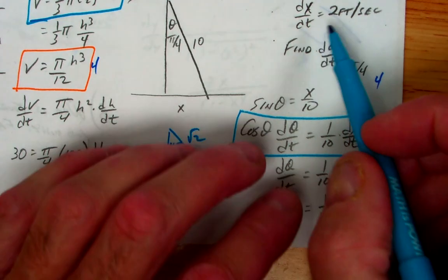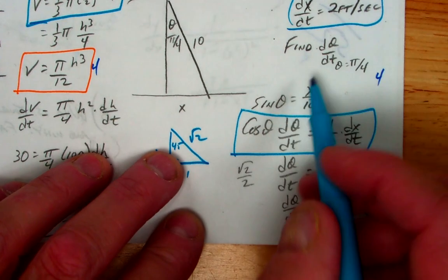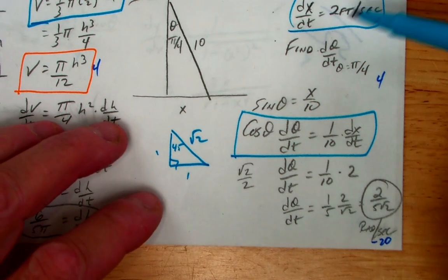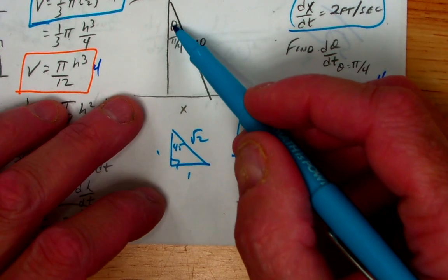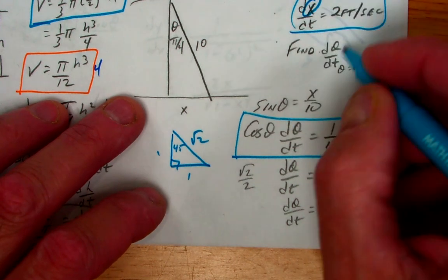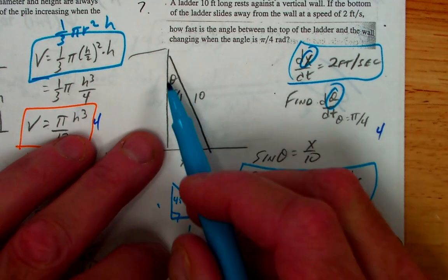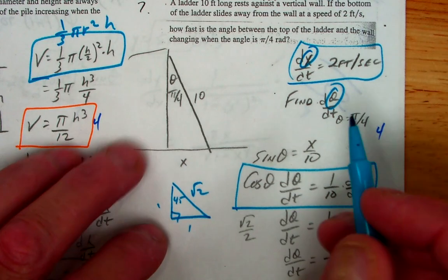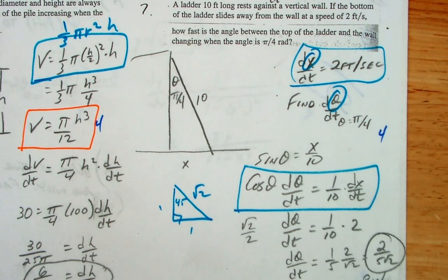So they said dx/dt was 2 feet per second, so I'm looking for that. Find d theta/dt when theta is pi over 4, looking for that. And then I'm looking for a drawing that represents this situation. So we want theta and x related. Okay, so that must be sine: opposite over hypotenuse. Sine of theta is x over 10. And then you differentiate.